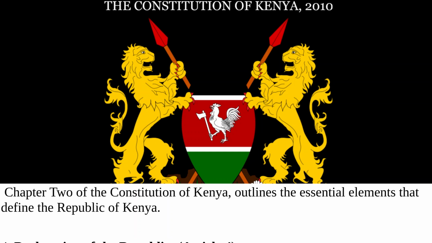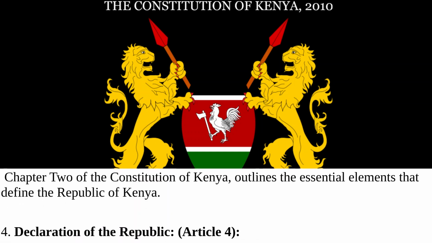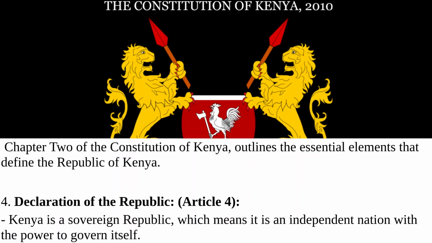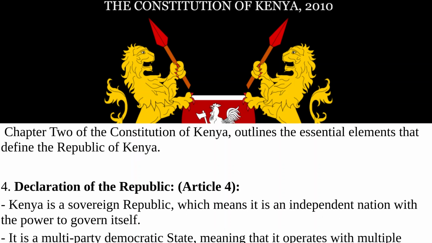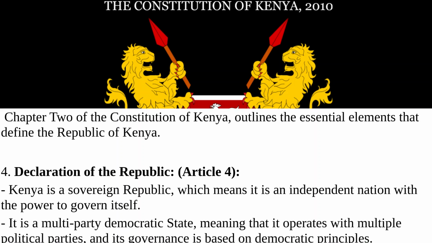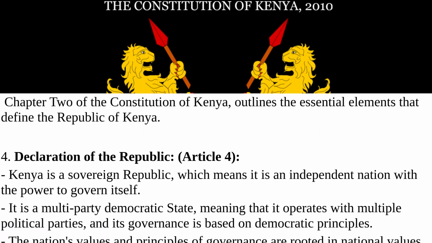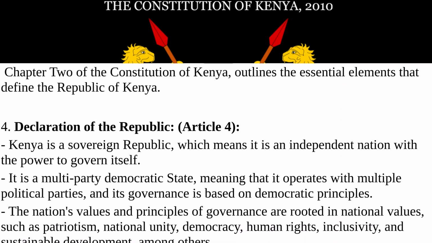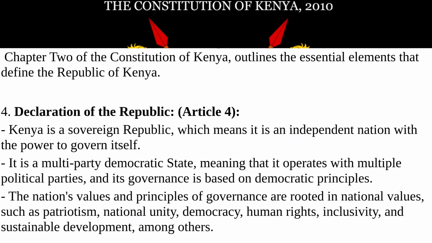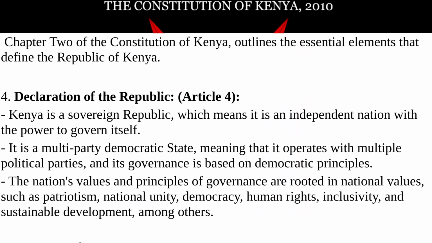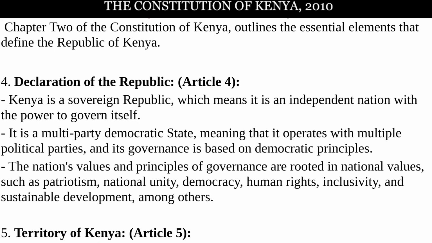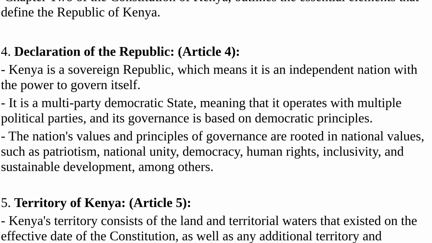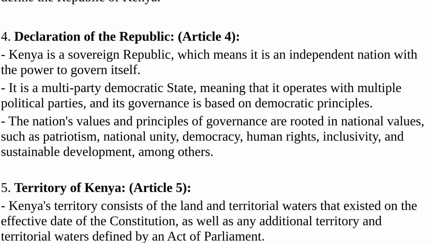Chapter 2 of the Constitution of Kenya outlines the essential elements that define the Republic of Kenya. 4. Declaration of the Republic, Article 4. Kenya is a sovereign republic, which means it is an independent nation with the power to govern itself. It is a multi-party democratic state, meaning that it operates with multiple political parties, and its governance is based on democratic principles. The nation's values and principles of governance are rooted in national values, such as patriotism, national unity, democracy, human rights, inclusivity, and sustainable development, among others.